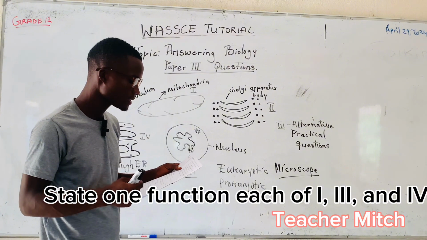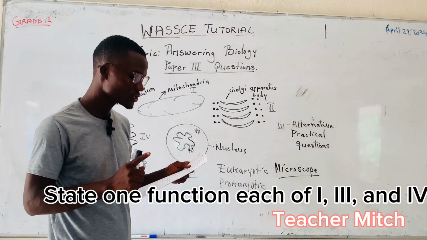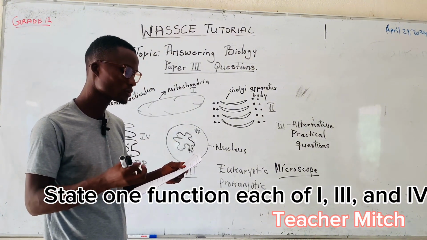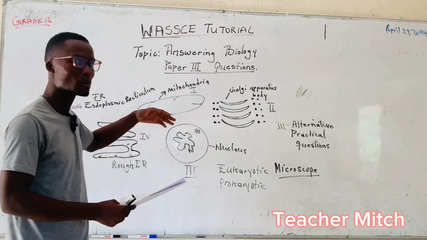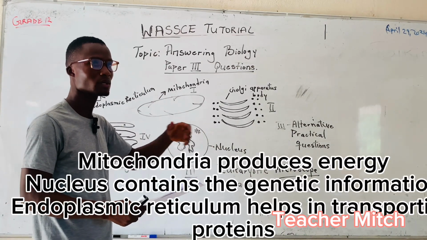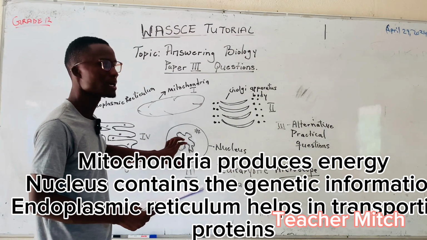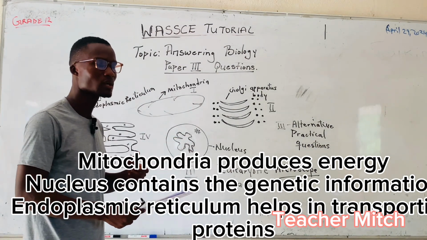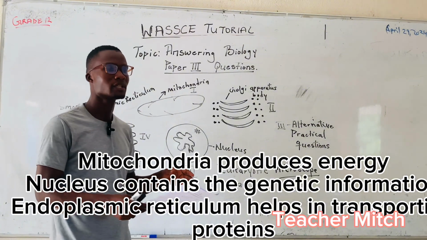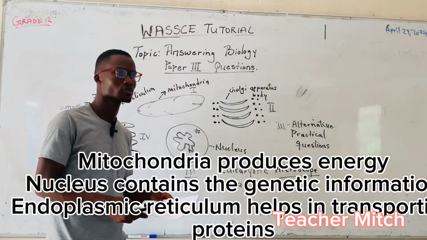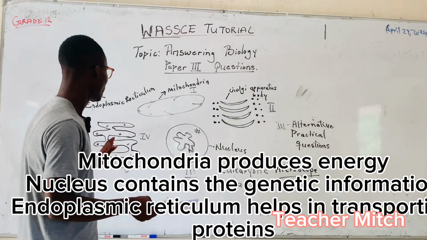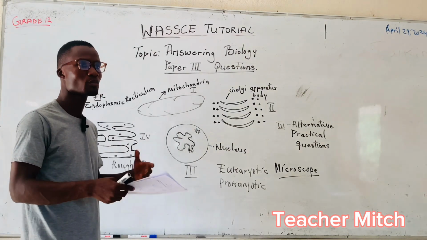The next question says, state one function each of the structures labeled 1, 3, and 4. The mitochondria produce what? The energy for the cell. It is the powerhouse of the cell. And then the nucleus contains the genetic information of the cell. The ERs have a lot of functions, so we should just give one. One of the functions is to transport proteins.